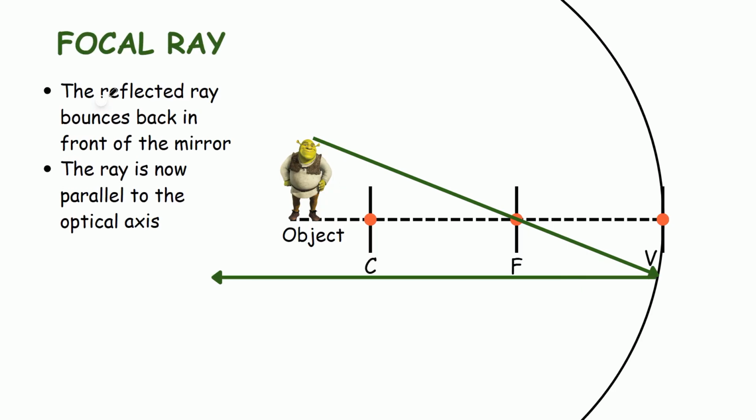And then the reflected ray bounces back in the front of the mirror. So mo straight na sad siya. The ray is now parallel to the optical axis or the principal axis.